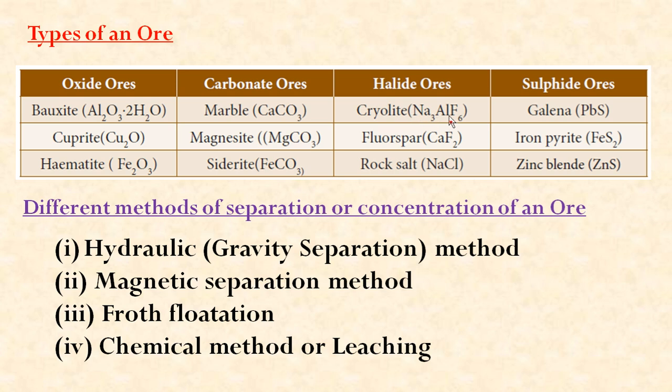Cryolite, Na3AlF6, fluorospar, CaF2, rock salt, NaCl. The last one, sulfide ore. Galena, PbS, iron pyrites, FeS2. Then zinc blende, ZnS.